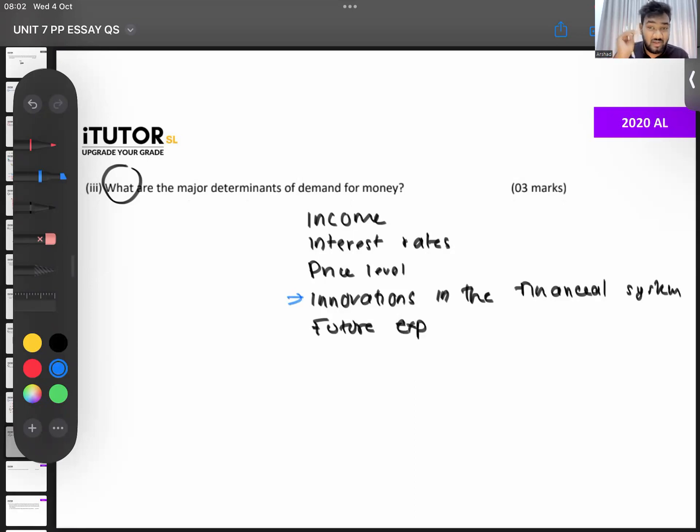Again, remember, guys, when you are writing for three, ideally write the main three. The income and interest rate have to definitely be there. You can't write an answer without that. So income has to be there, interest rate has to be there. Your third factor most likely can be price level.